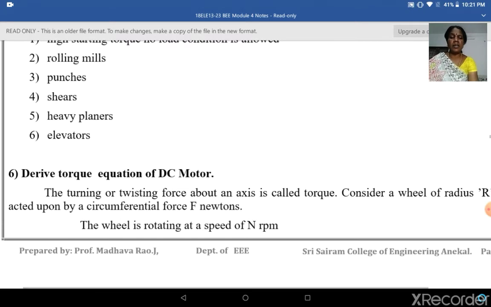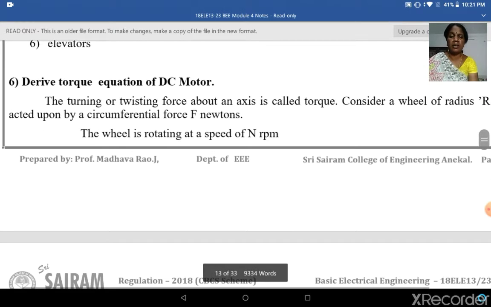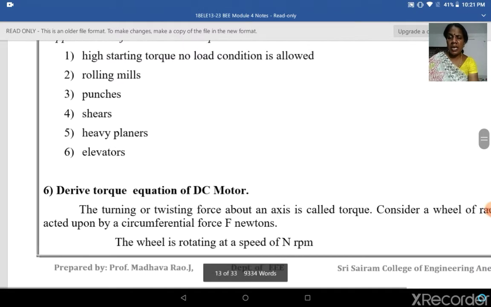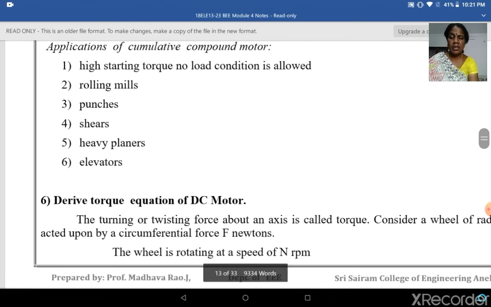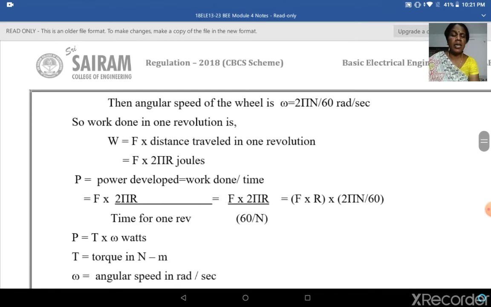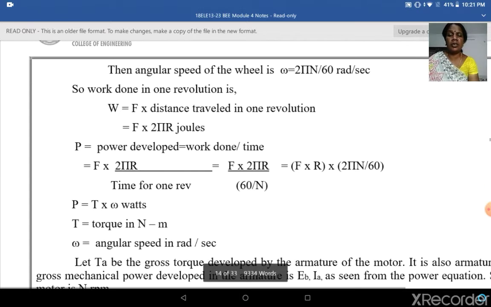The turning or twisting force about an axis is called torque. Consider a wheel of radius r meters acted upon by a circumferential force F newtons. The wheel is rotating at a speed of n rpm. So the angular speed of the wheel is omega equal to 2 pi n by 60 radians per second. The work done in one revolution is W equal to force into distance traveled in one revolution, so it is F into 2 pi r joules.